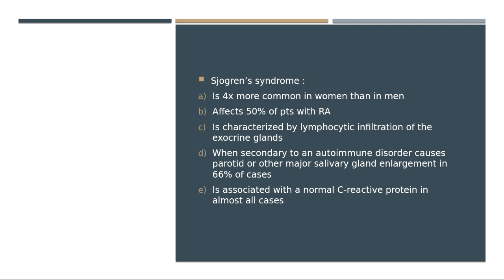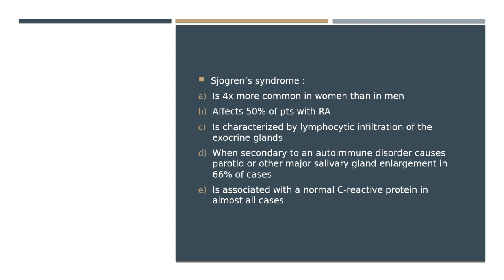Sjogren syndrome, 4 times more common in women than in men. True or false? True. It's actually even more than that. It's about 9 times. Okay? 9 times. It affects 50% of patients with rheumatoid arthritis. It is characterized by lymphocytic infiltration of the exocrine glands.